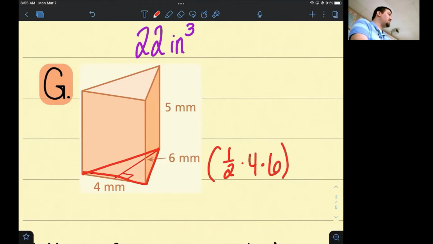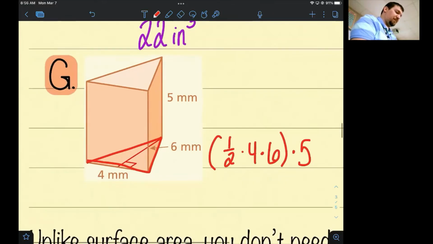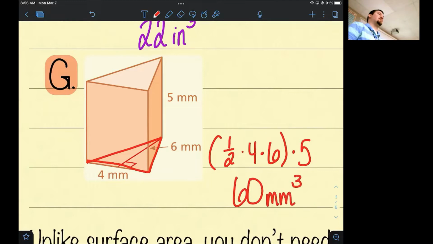What's the height of my prism? 5. Yes, so there's a difference between the height of the triangle and the height of the prism. What's half of 4? 2. Instead of doing 2 times 6, half of 4 is 2. What's 2 times 5? 10 times 6. You may not need a calculator for some of these problems. 60 millimeters cubed. Yes, everything is cubic units. Volume is cubic units. Find the area of your one base side. You have 2 of them, but I just need 1 times by the height. That's it.